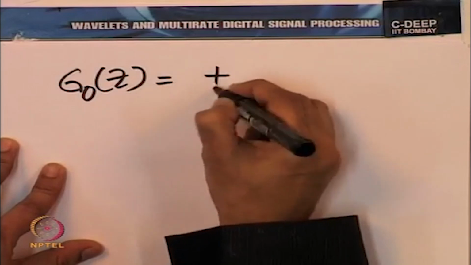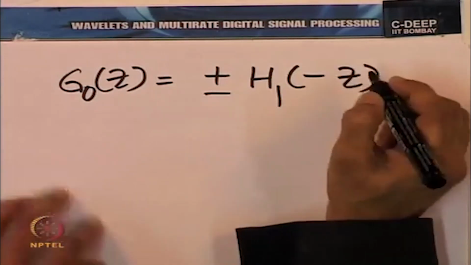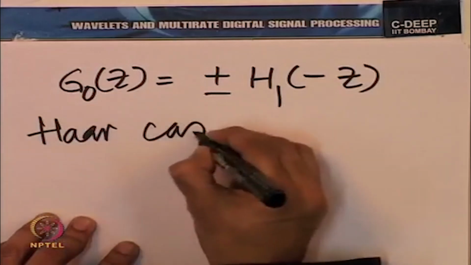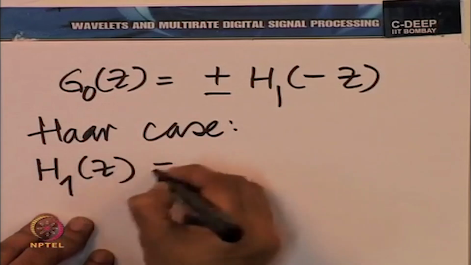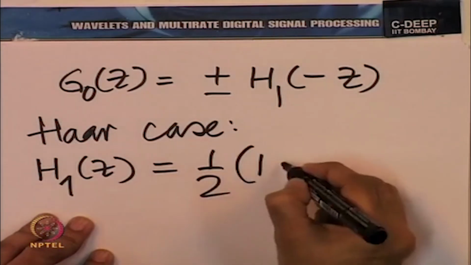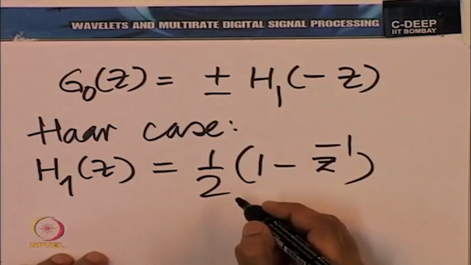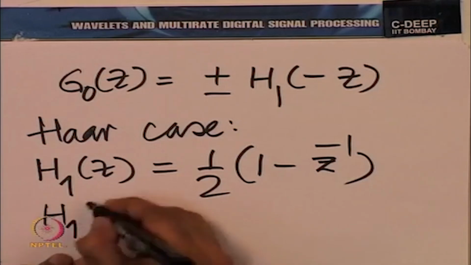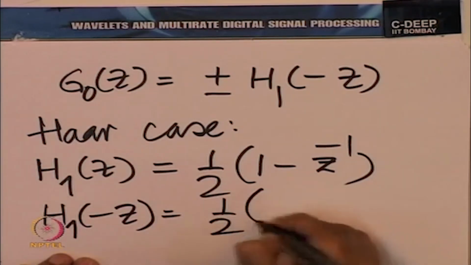Now, in fact, in this case, let us also dissect the situation and understand it a little better. Let us put down the condition that we had written for alias cancellation in the specific and simplest case and see if it holds here. So, indeed, we had suggested that the simplest possibility of alias cancellation is when G 0 z is either plus or minus H 1 of minus z, and in the Haar case we have H 1 z is essentially half 1 minus z inverse, and therefore, H 1 of minus z would be half 1 plus z inverse.